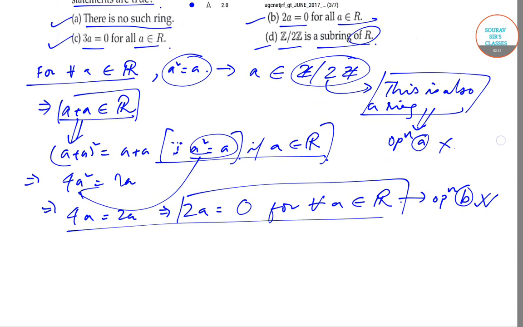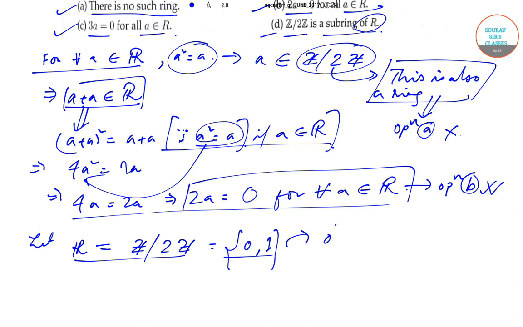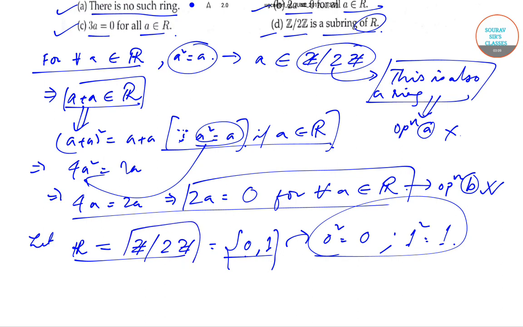Now we'll move on to option C. Now in option C, we know that we can take the set R equal to Z upon 2Z. Now if this is to be satisfied, then the set that we will get is 0 and 1. Now why have we taken 0 and 1? We know that 0 square will be equal to 0. So basically the square of the number is the same number. So 0 and 1 belongs to this very ring.